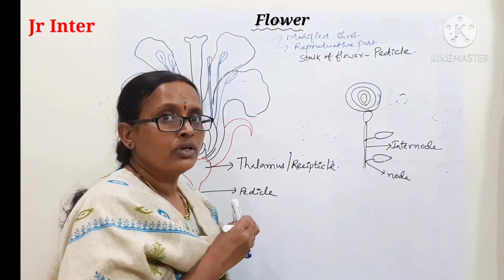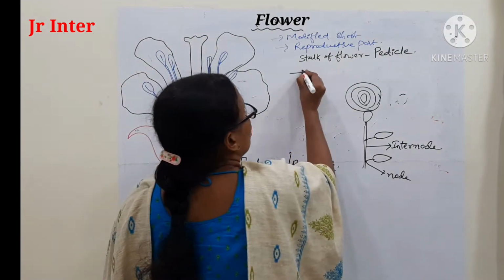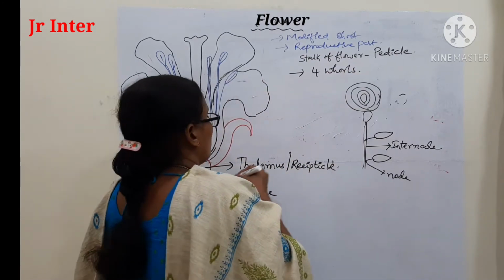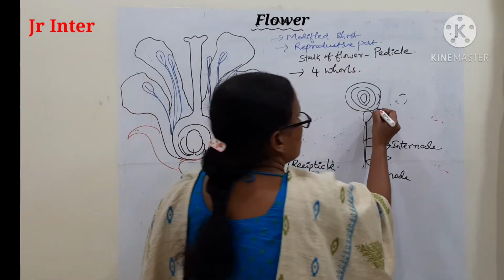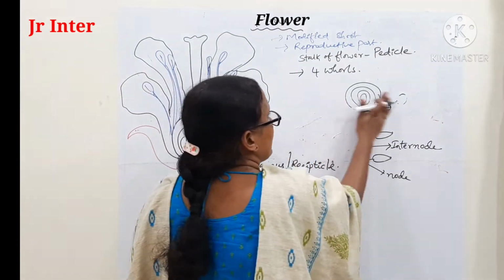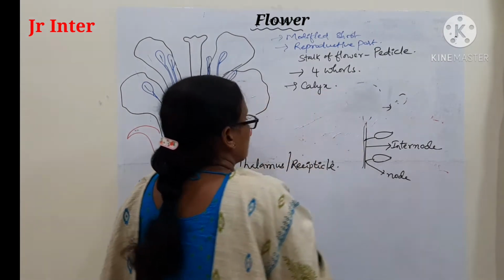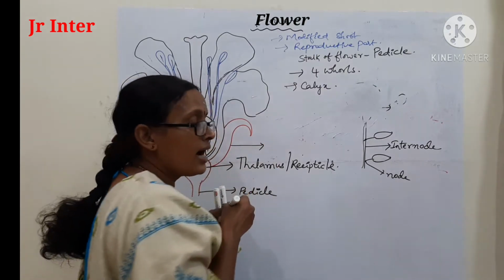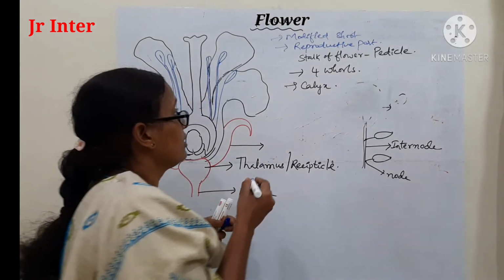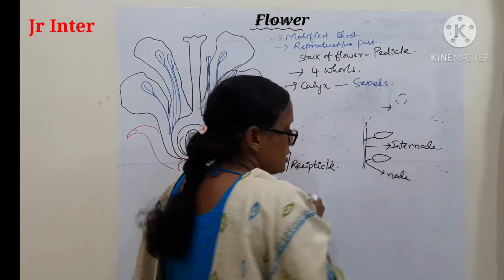There are 4 whorls in a flower. Of these 4 whorls, the outermost is called the calyx. The outermost circle is called the calyx, and the parts of the calyx are called sepals.